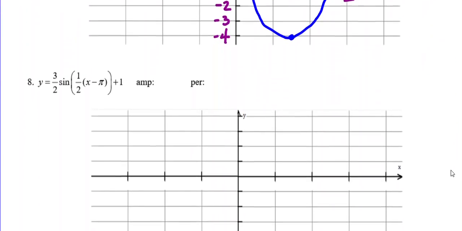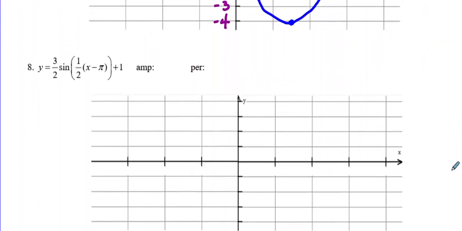Alright, this is the one where I think we've got a lot going on, and we might need to try a new strategy, which is to draw the box. Let's see what we have going on first. 3/2 is the amplitude. Now remember, 3/2 is the same as 1.5, so if that helps you figure out where your amplitude goes, then you can write it either way.